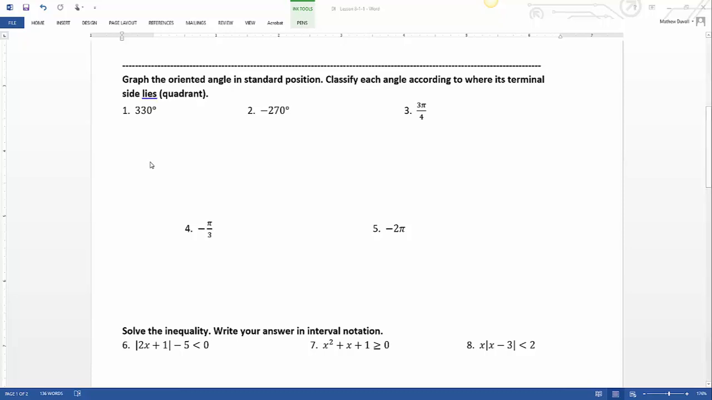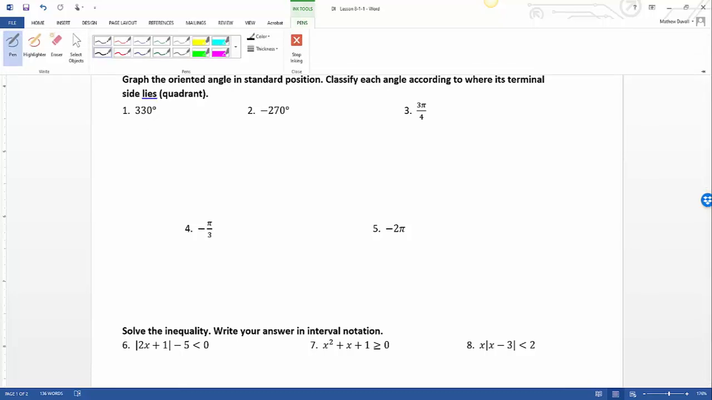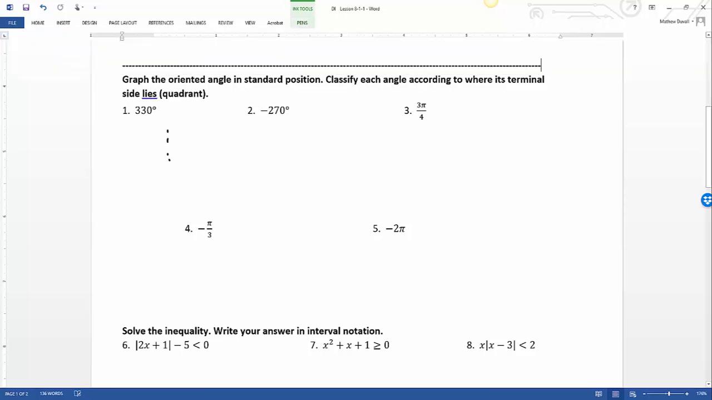All right, so drawing it in standard position. Standard position means that the initial side, remember there are two sides, the initial side and the terminal side of your angle, is always along the positive x-axis. And then you're going to rotate either in a positive direction, so that's the positive direction, and that is the negative direction. Since this is a positive 330 degrees, we're going to rotate in the positive direction.